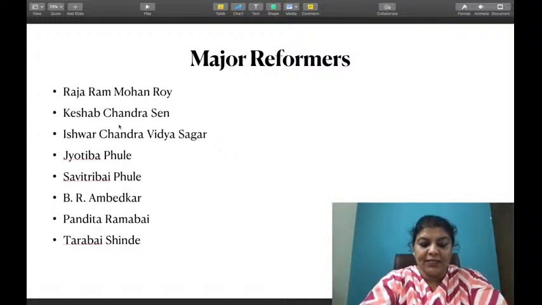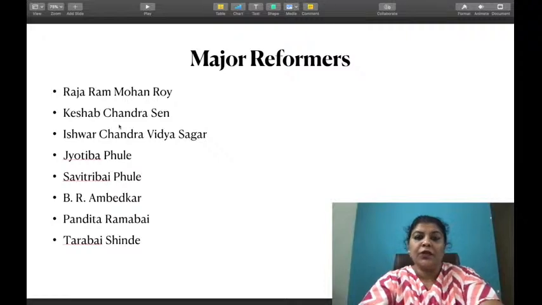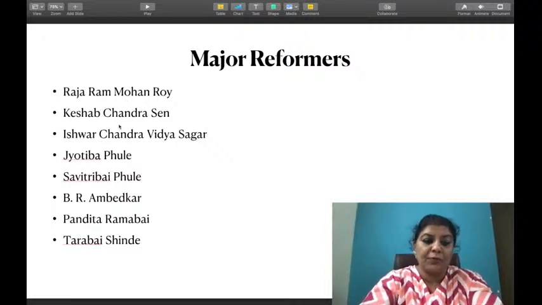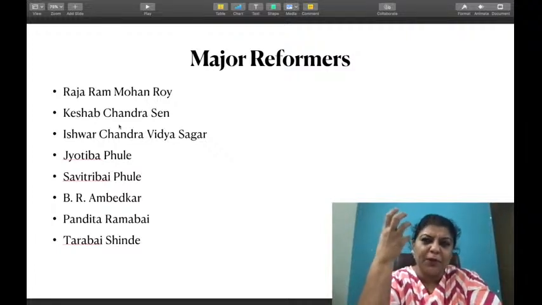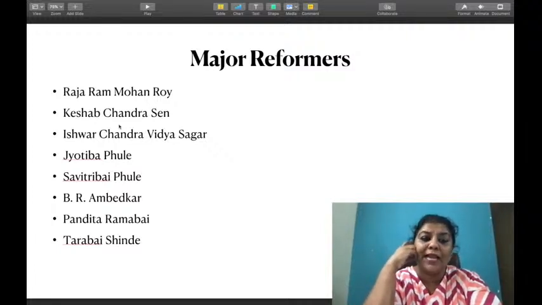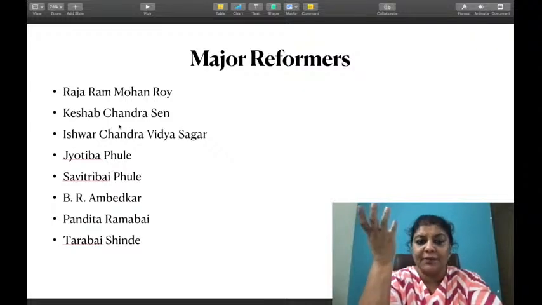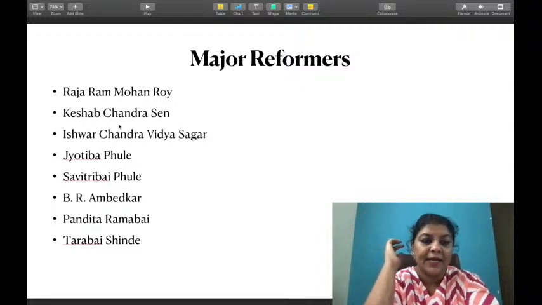Then Ishwar Chandra Vidyasagar. Ishwar Chandra Vidyasagar is an educationist. He was a very learned man. He was a scholar and he was a very major educationist who was also a social reformer. He wrote in Bengali. He has contributed to the development of modern Bengali language. And he was a very major figure in Bengali literature. He did not write novels and poetry. He wrote prose mostly.